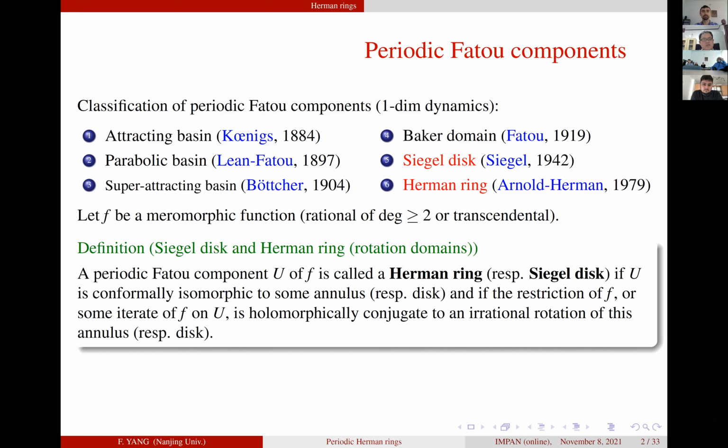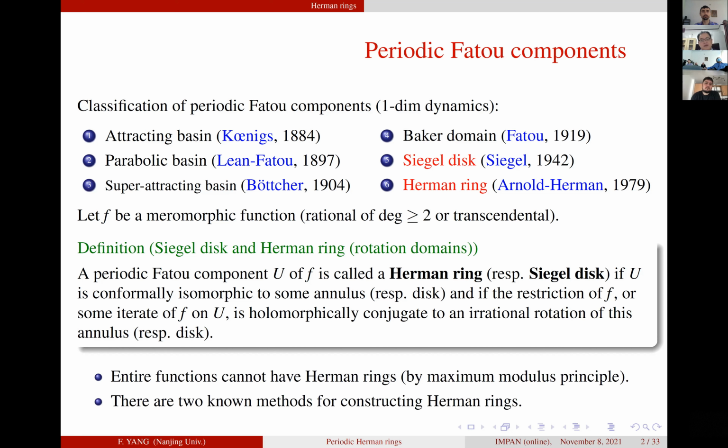which is holomorphically isomorphic to some annulus, and the restriction of the map, or some iterate of this map, to this Fatou component is holomorphically conjugate to an irrational rotation. If the annulus is replaced by a disk, then this periodic Fatou component is a Siegel disk. So the dynamics in Herman rings and Siegel disks are very simple because they are conjugate to the irrational rotation.